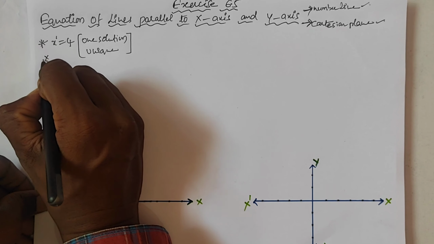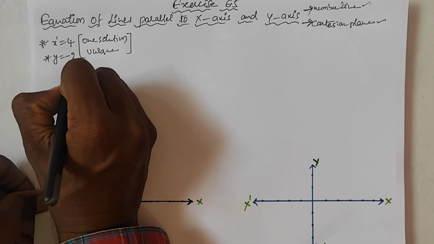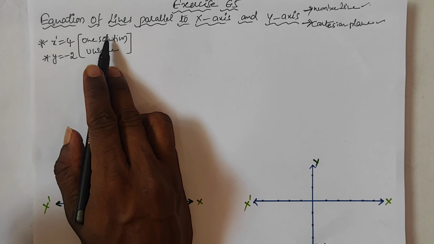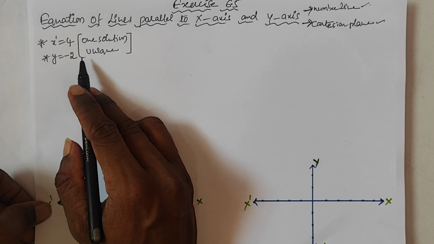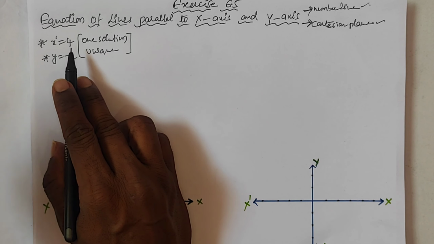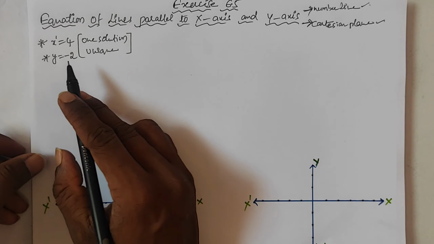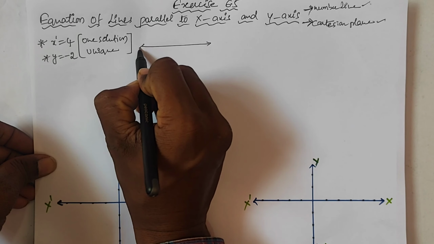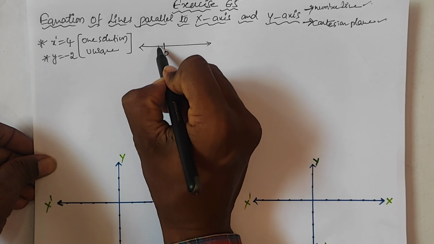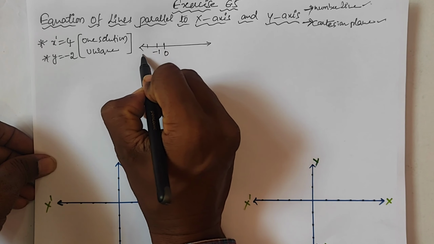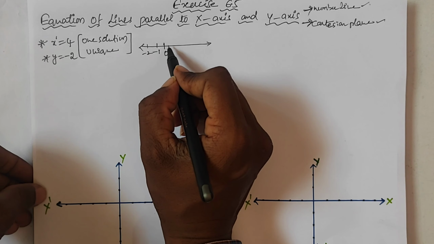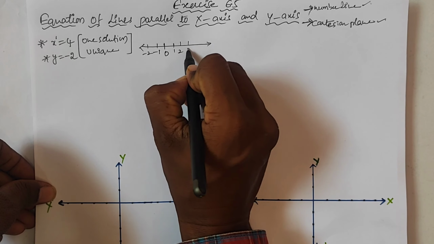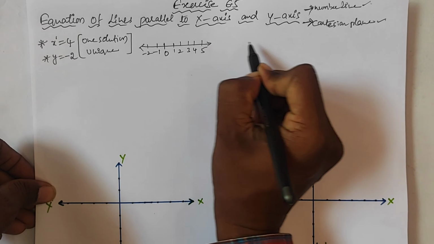Suppose I am considering y equals minus 2. These are linear equations in one variable, so we'll get one solution, nothing but a unique solution. Linear equations in one variable we can represent on a number line. How will you represent it? Consider a number line: to the left of 0 we have negative values like minus 1, minus 2, minus 3, and so on. To the right of 0 we have positive values 1, 2, 3, 4, 5, and so on.